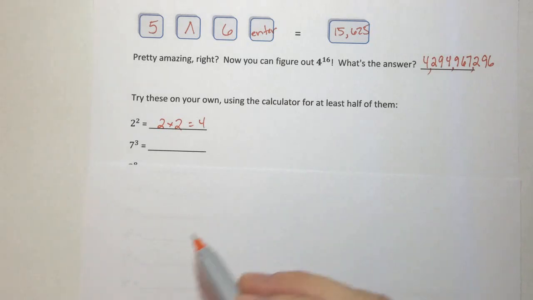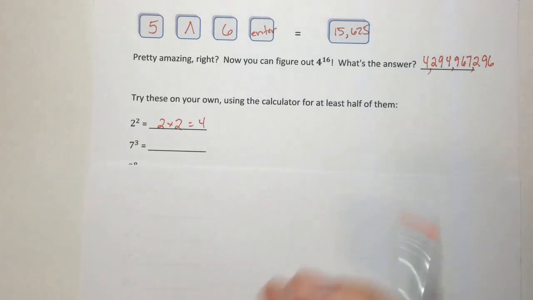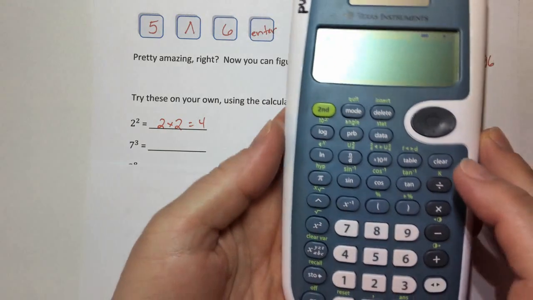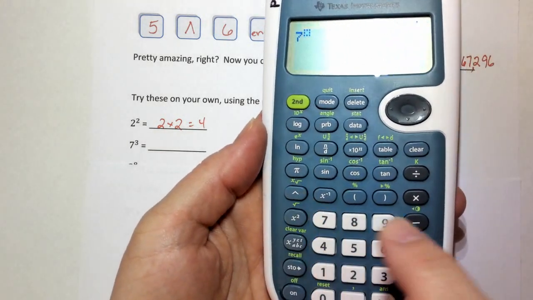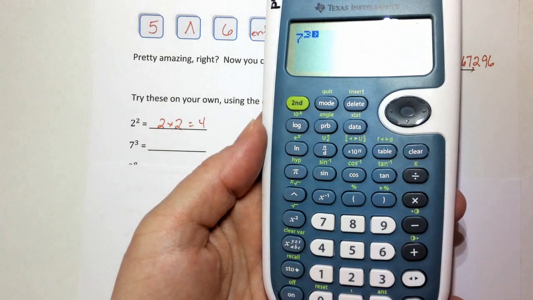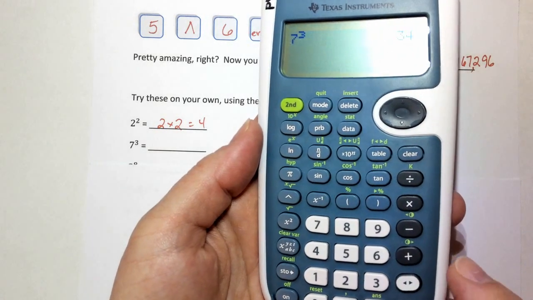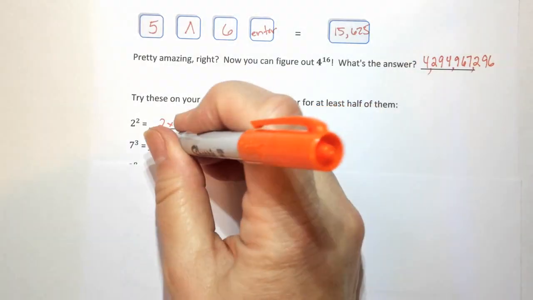7 to the power of 3. We might be able to do that by hand, but let's use our calculator skills. 7. Caret button. Good, the 3 is tiny, like an exponent should be. Enter. 343. That was pretty easy.